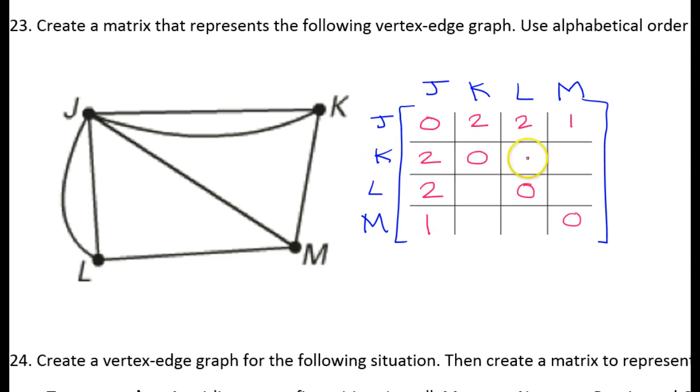Alright, how about K and L? Oh, there are no connections between K and L, so that's going to be a 0 here and here. LK, KL, same thing. What about K and M? Sure, there's 1 connection between K and M, which means M and K, same thing. What about L to M? Yes, there's 1 connection between L and M. M and L. So this matrix represents this vertex edge graph.